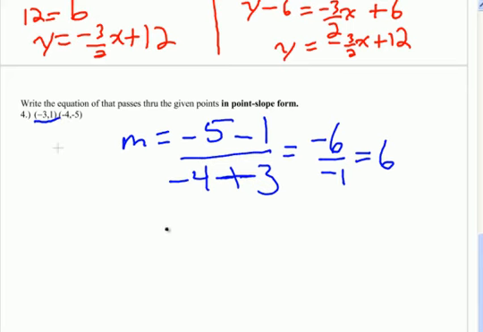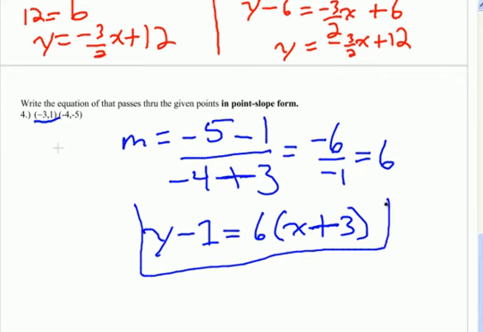So y minus y1, so y minus 1, equals the slope, 6, times x minus x1. So x minus negative 3, which is going to become a plus, and there it is in point-slope form. So that's a quick look at how you find the equation of a line.